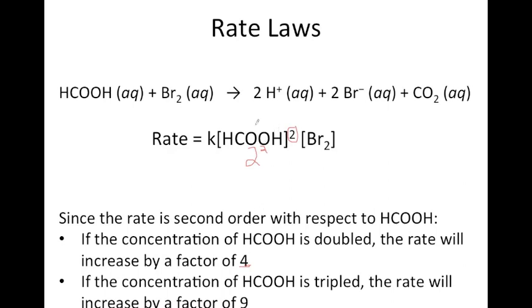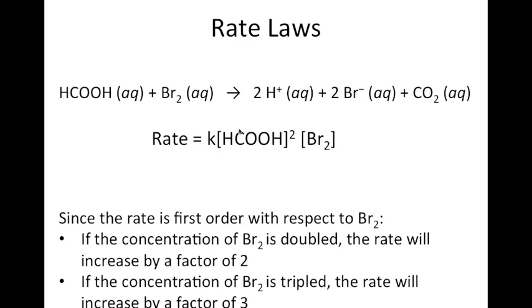If you triple this concentration from some initial concentration, 3 to the second power would be 9. So if you hold the concentration of the other reactant constant and you triple this one, the rate of the reaction would increase by a factor of 9. So that gives you some idea how the rate changes when we change the concentration of this reactant.